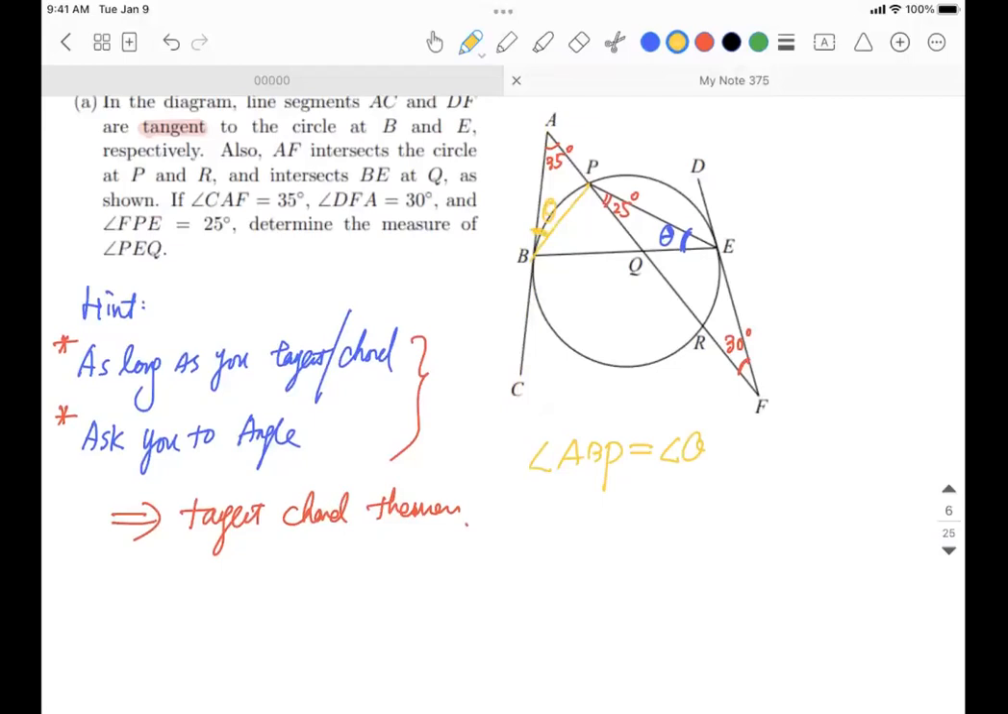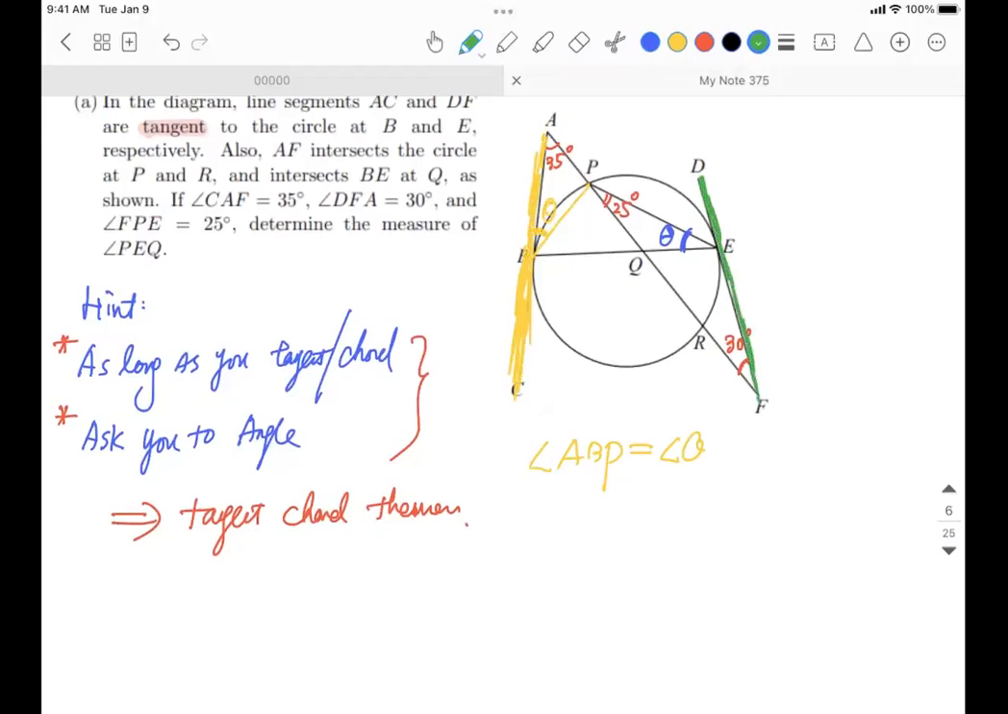Okay, I have two tangents, right? One tangent is my AC. I'm going to use the color highlighter one more time. This is my first tangent, AC. I use it and then figure out the tangent chord angle, that is theta. But don't forget, I have another tangent, DF.